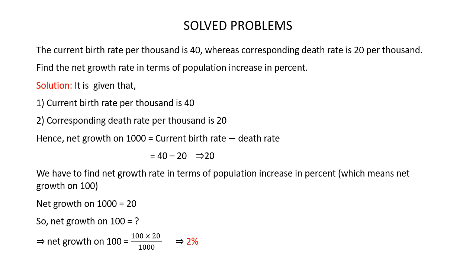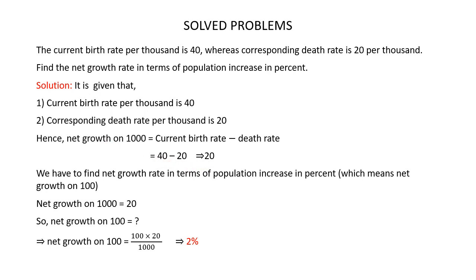The current birth rate per thousand is 40, whereas corresponding death rate is 20 per thousand. Find the net growth rate in terms of population increase in percent. Now it's given that the current birth rate per thousand is 40 and the death rate per thousand is 20. So net growth on 1000 is current birth rate minus death rate, which is 40 minus 20, that is 20. So the net growth on 1000 is 20.